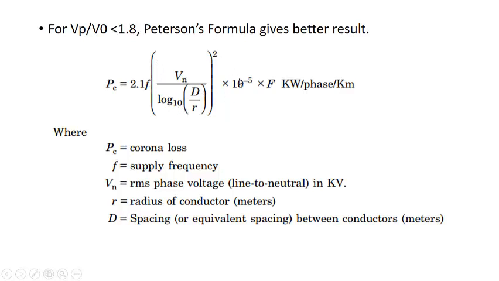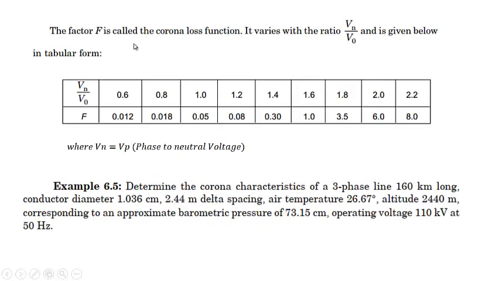multiplied by 10 to the power minus 5 into capital F. Its unit is also the same, that is kilowatt per phase per kilometer. So Pc is the corona loss, f is the frequency, Vn is here the RMS voltage, that is the phase voltage, which in the earlier case was denoted by V0. d is the spacing or equivalent spacing between the conductors, r is the radius of the conductor, this should be in meters, and F is called the corona loss function.